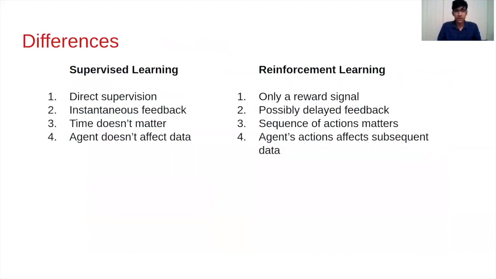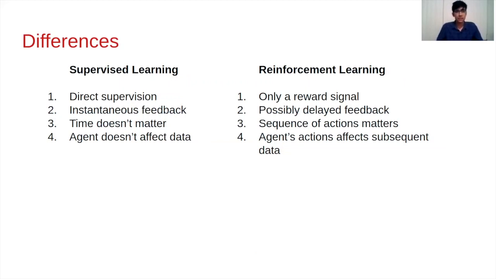So let's quickly look at some differences between supervised learning and reinforcement learning. In supervised learning, we have direct supervision. We are told what is the right answer, what is the wrong answer. In reinforcement learning, we are not told what is the right answer, what is the wrong answer. We have to try out. We have to say, maybe I think this is the right answer. This is the right way to do it. And if it's really the right answer, you get a positive reward. If it's not the right answer, you get a negative reward. And you learn from your experience.